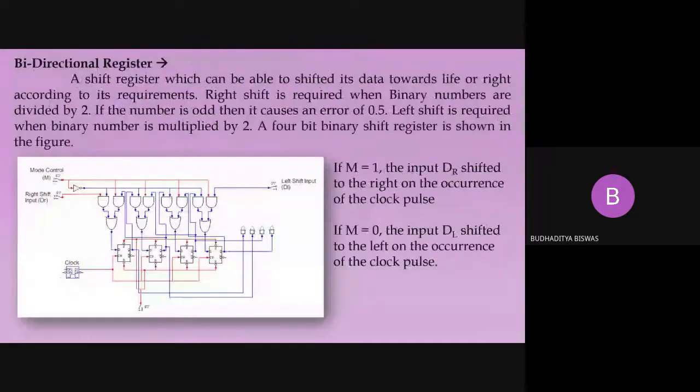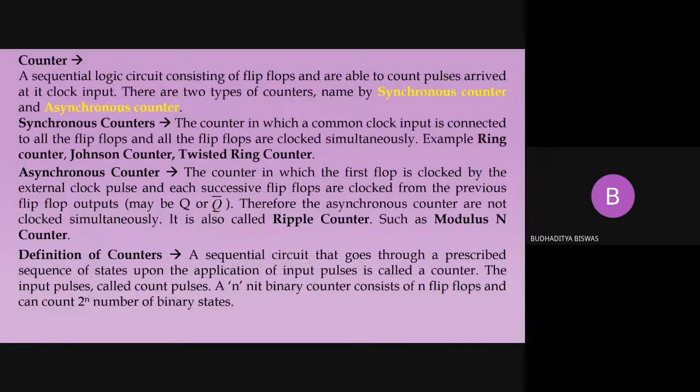Okay. Now come to this one, the bidirectional register. As I mentioned, a register which has the ability to shift the data either from right to left or from left to right is called a bidirectional register. So this is one of the bidirectional registers, and here one switch is there which is called the mode control switch, and using this mode control switch we can control the shifting of the data. So it depends whether the data are shifted towards the right or towards the left. So let's check this one.